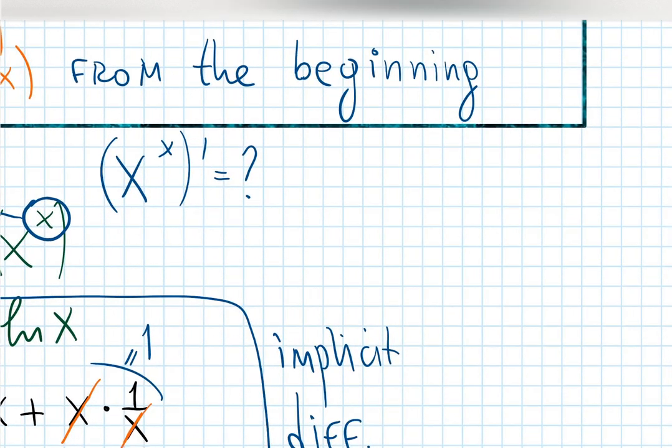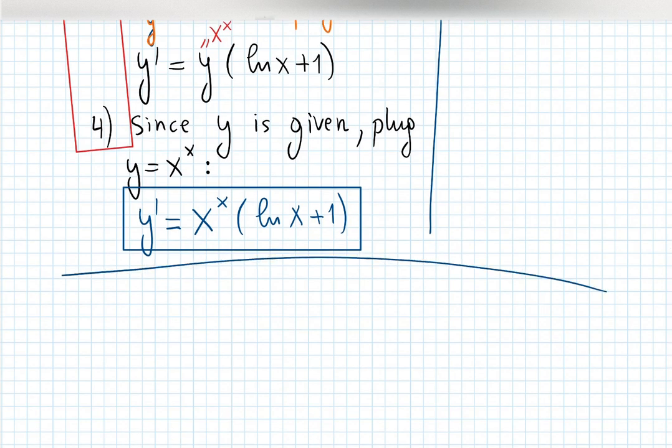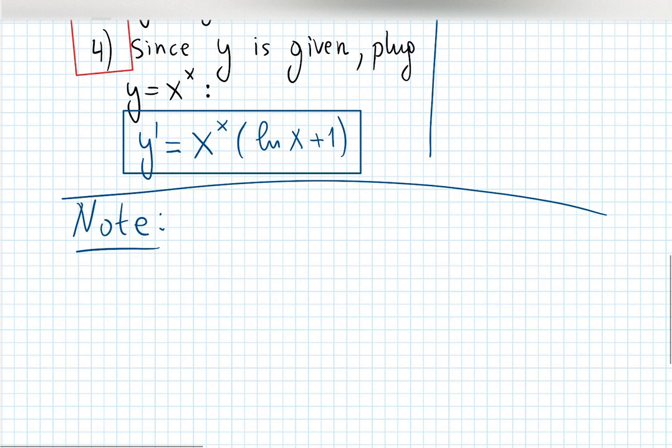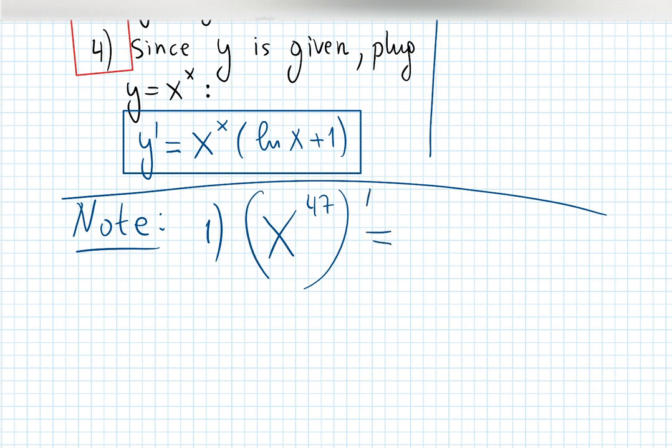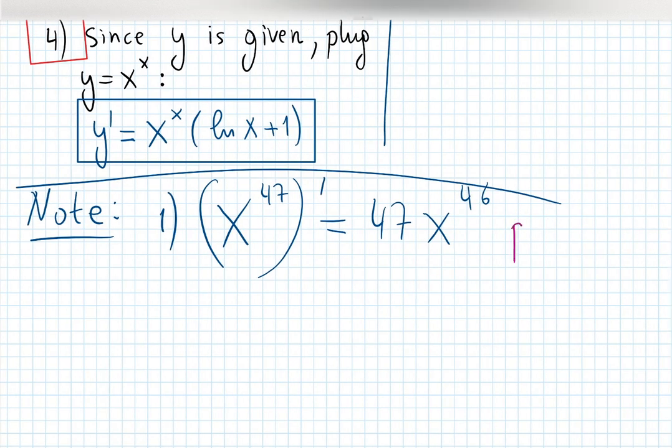We have formulas, let me write down. Let me write down at the end. I have a very nice note over here to answer your question. Why could we not just differentiate at the beginning? We know what x to the 47 prime is. X to the 47 is what? 47 x to the 46. Good job. That's a polynomial. We basically used power rule. Yeah, let me even write down. What rule did we use? We used power rule.